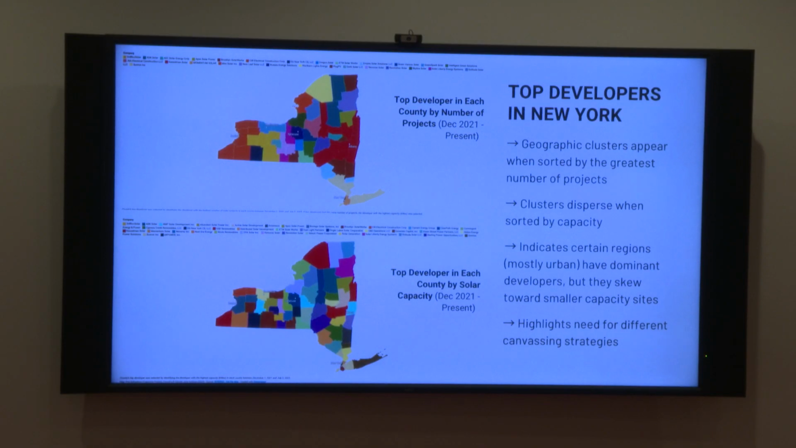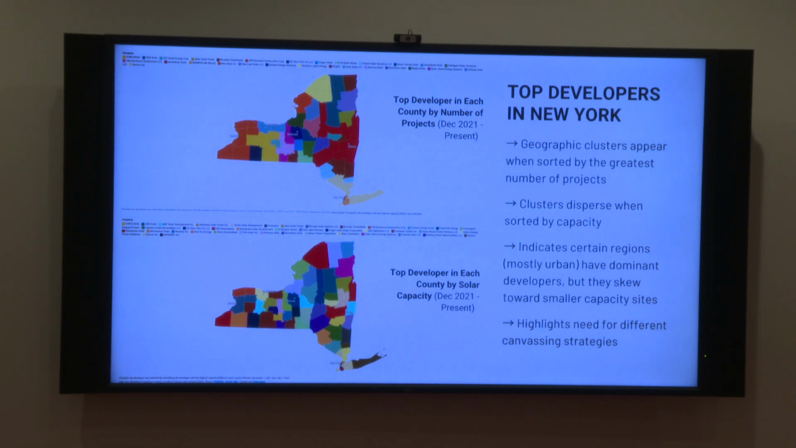And then we looked at top developers. So organized by the top map, which is the number of projects that they're involved in, and top developers in each county looking at their cumulative kilowatts of solar energy that they're generating. So how we made this map was essentially we looked at the top developer for each of these categories and assigned them a county. So one county is only associated to one developer.